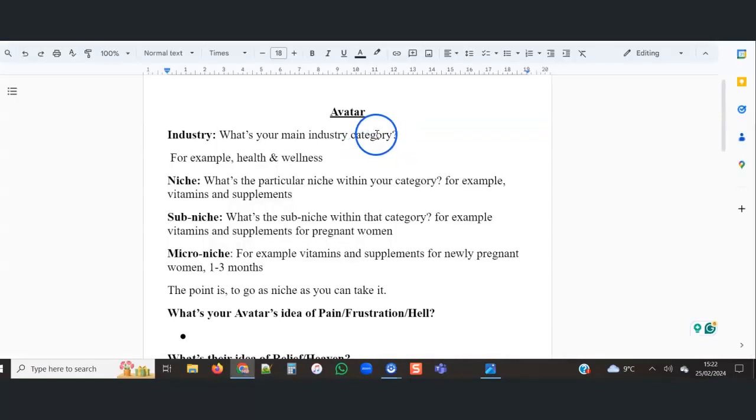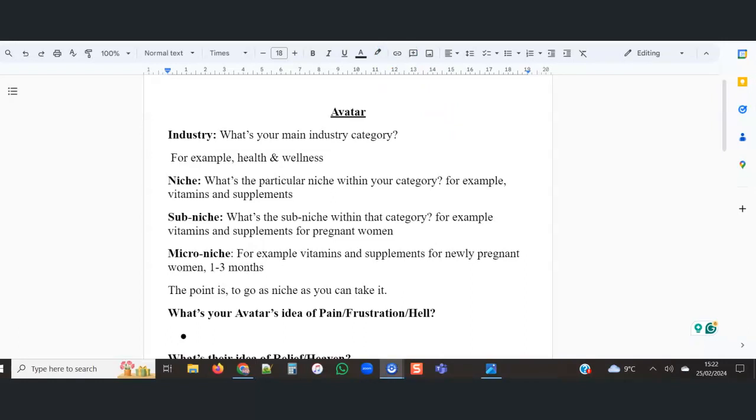I've got this avatar template, which I'm going to try to attach, depends where you are when you watch this video, so that you can download it and you can create your own, fill in the blanks. Okay, so it's really very straightforward and self-explanatory. We're creating a profile of your ideal customer and we're using headings to help us to do that. First thing I want you to do is to fill in the industry that you're in. And I've given you an example. Perhaps it's health and wellness, perhaps it's dance fitness, or perhaps it's therapy. Whatever it is, fill in the major industry that you're in.